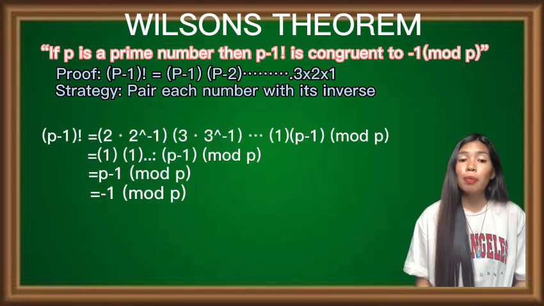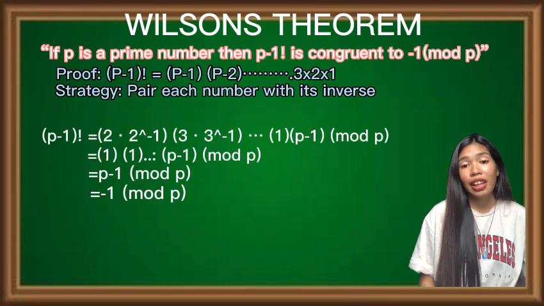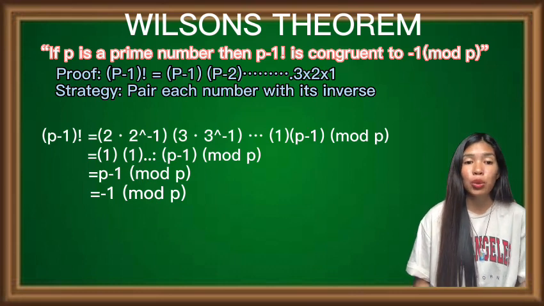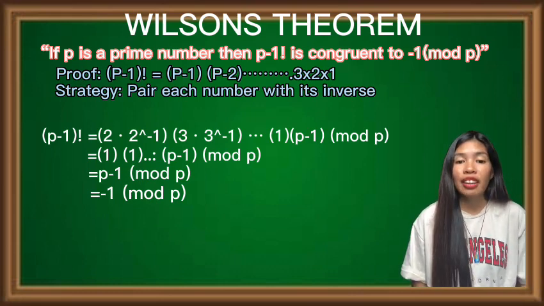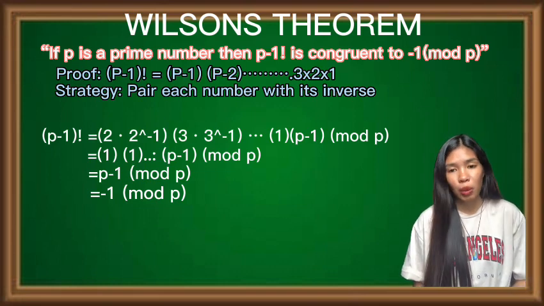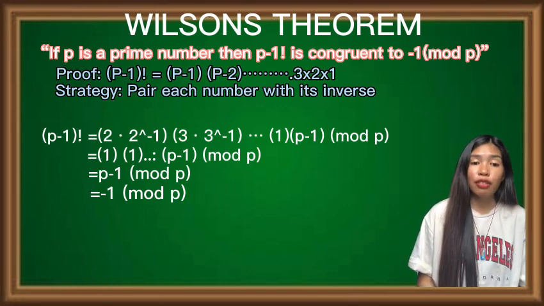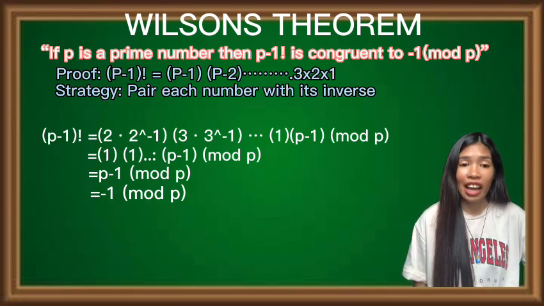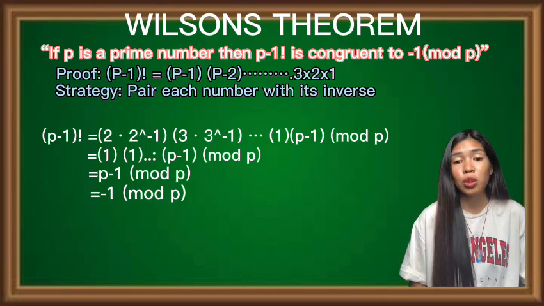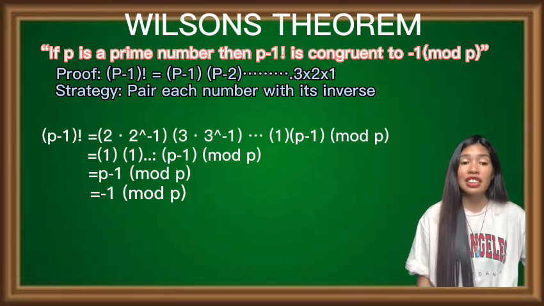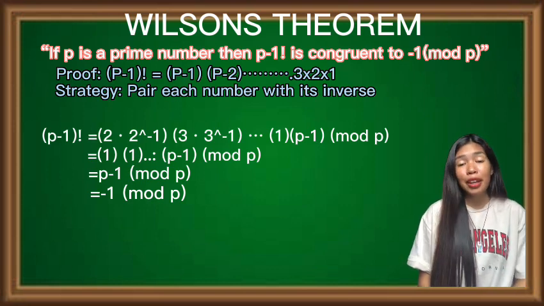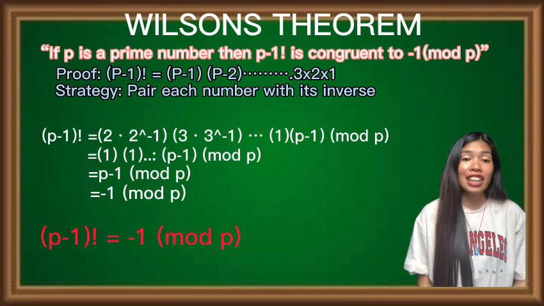So now, let's go back to P minus 1 factorial. Let's group 2 with its inverse. Let's group 3 with its inverse and so forth, and we'll be able to do this with every number, the exceptions being 1 and P minus 1. Now, 2 times its inverse is 1. 3 times its inverse is 1, and so everything cancels out. And what we're left with is P minus 1, which as we saw just above is the same thing as negative 1 mod P. And this proves that P minus 1 factorial is congruent to negative 1 mod P.